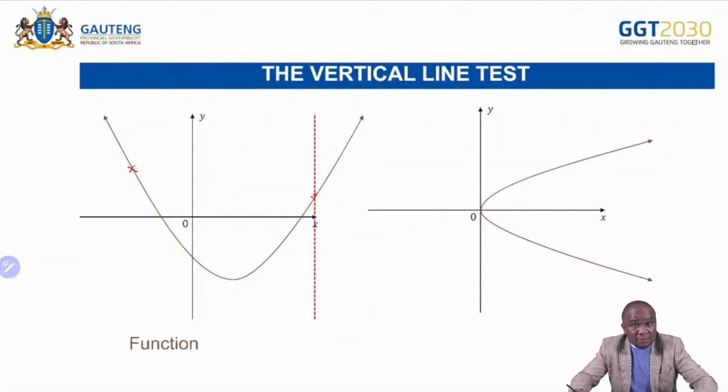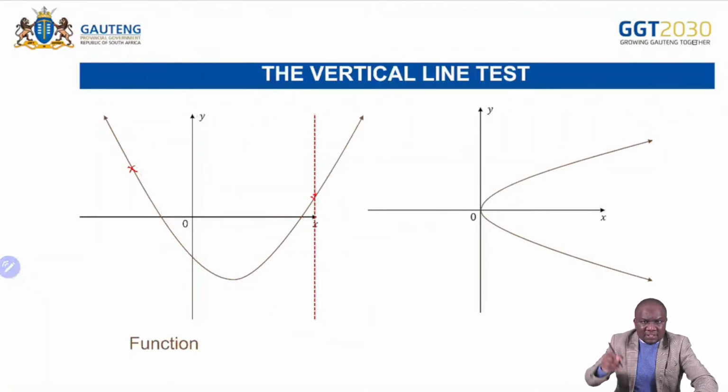Okay, so this is a function because of that. So when you get a function, is this a function or not? Just draw a vertical line. If it cuts the graph once, it is a function.